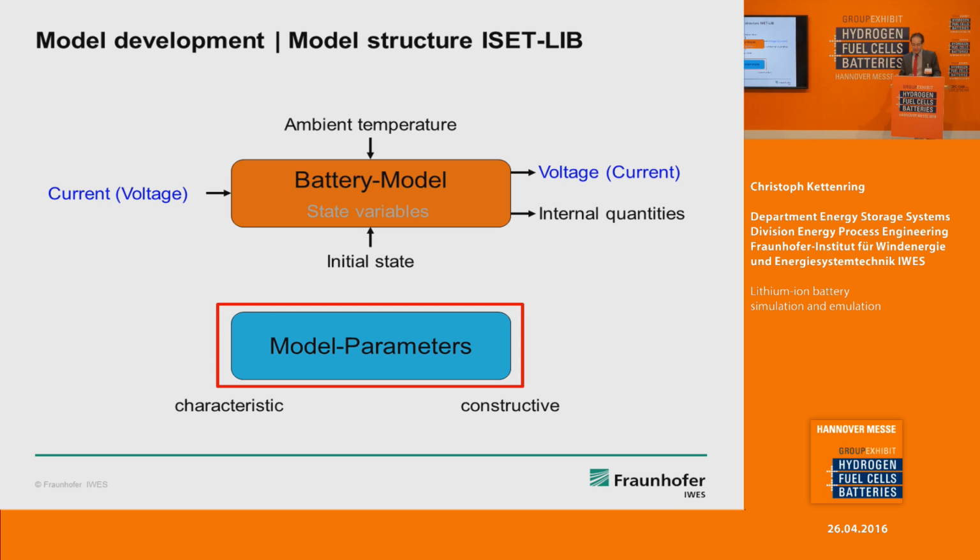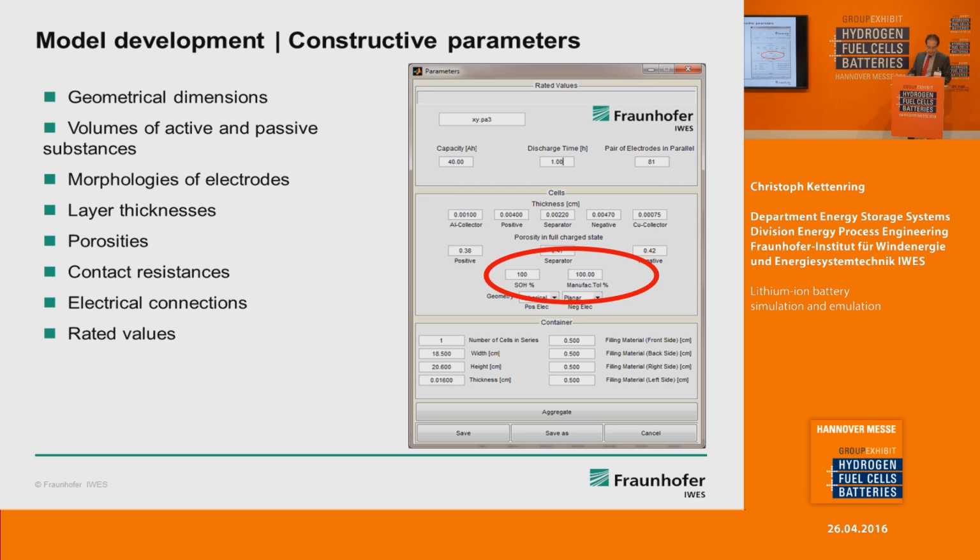In the model, we have the model parameters, characteristic model parameters, and constructive parameters. We have a look at the constructive model parameters that are, for example, the geometrical dimensions, morphology of electrodes, the layer thickness, the electrical connections, and the rated values. All these things you can configure in our software for the white box lithium-ion battery model.